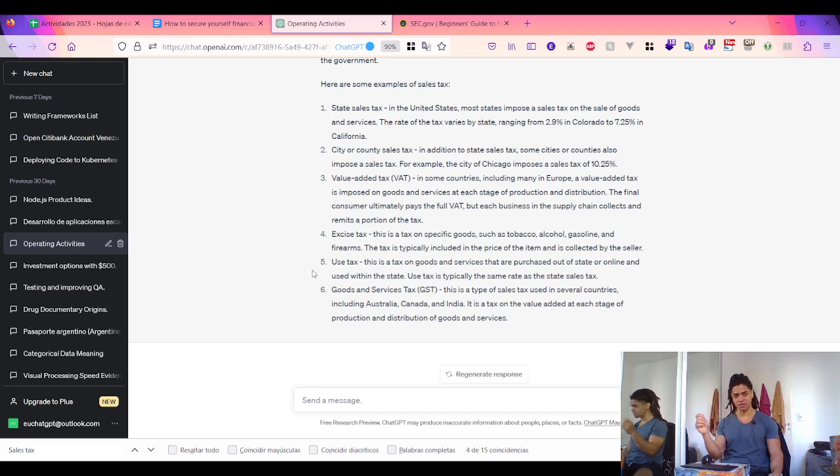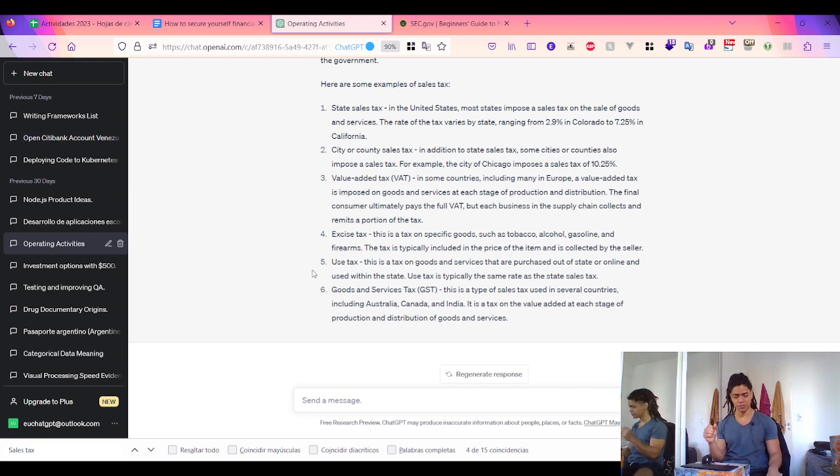And good and service, so the consumers ultimately pay the full VAT, but each company in the supply chain remits that portion of the tax. Excise tax is a tax on specific goods like tobacco, guns, alcohol, gasoline. And use tax, which is similar to sales tax in the U.S.